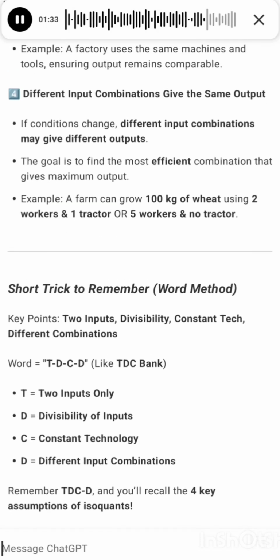Key points: 2 inputs, divisibility, constant tech, different combinations. Word: TDCD, like TDC Bank. T equals 2 inputs only. D equals divisibility of inputs. C equals constant technology. D equals different input combinations. Remember TDCD, and you'll recall the 4 key assumptions of isoquants.